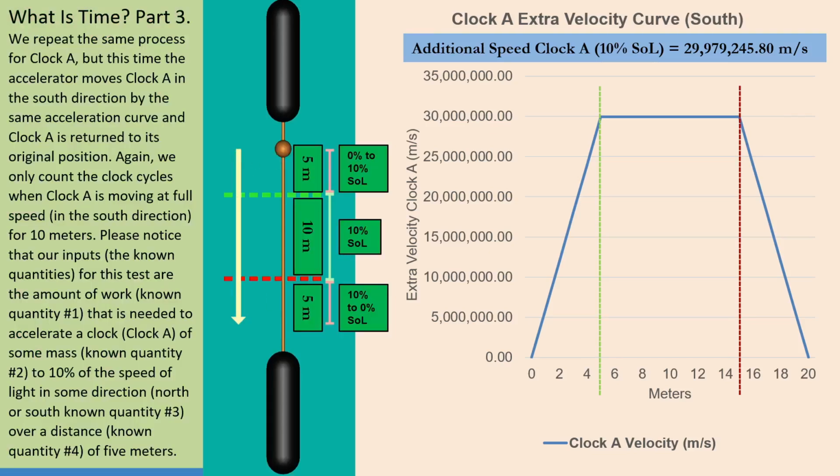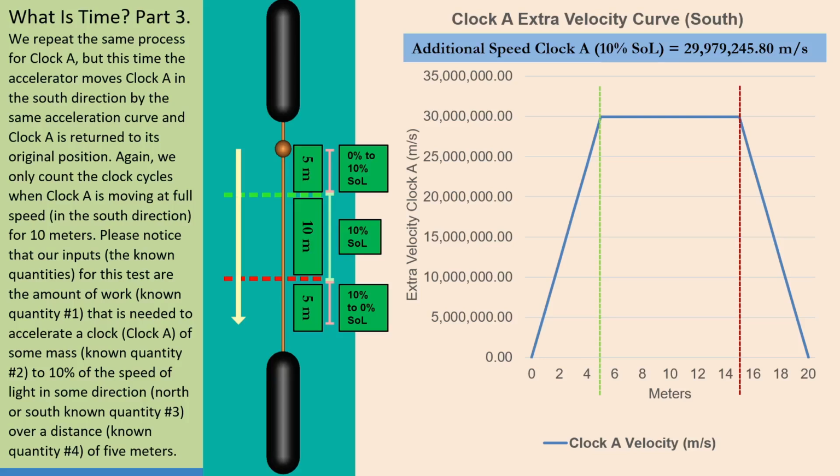We repeat the same process for clock A, but this time the accelerator moves clock A in the south direction by the same acceleration curve, and clock A is returned to its original position. Again, we only count the clock cycles when clock A is moving at full speed in the south direction, this time for 10 meters.